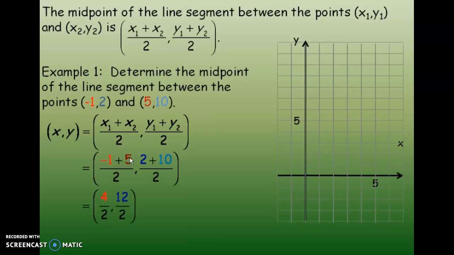So negative 1 and 5 add to 4, and 2 and 10 add to 12. And so we divide each of those by 2 and we get the point 2, 6. So that's the midpoint we're talking about.